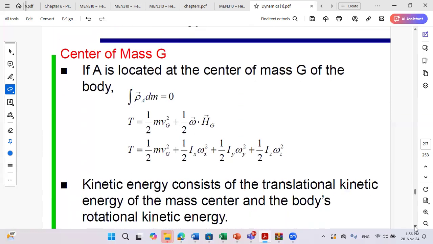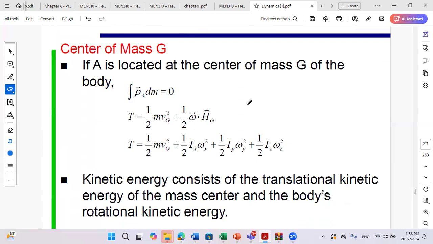And in case you want to use point G, you can use a general form, which is the kinetic energy is half m vG squared plus half omega dot product HG vector. So in case you don't have a fixed point, you have a general form, and you want to find the kinetic energy, let's say in general plane motion, all you have to do is find the velocity of your center of mass, compute the omega vector, compute your angular momentum vector, and then you can just do omega dot product HG.